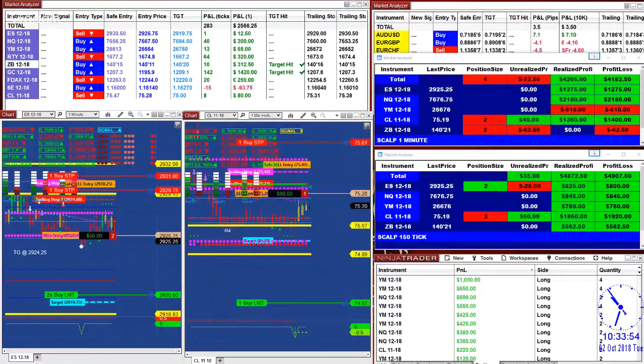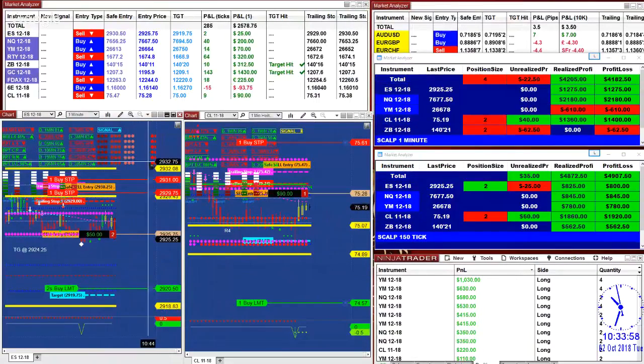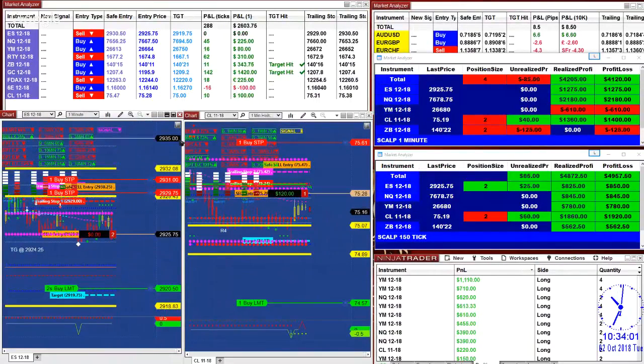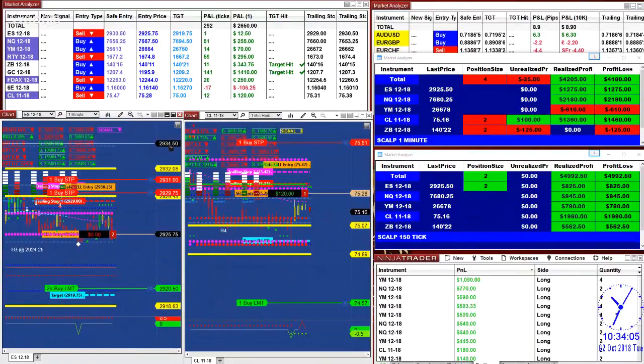It seems like now we are diving in. Let's see. Signal entry short, everything is short. I don't know. Let's see.